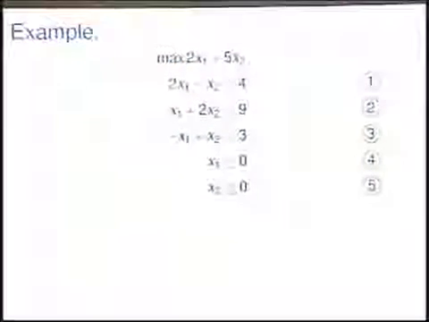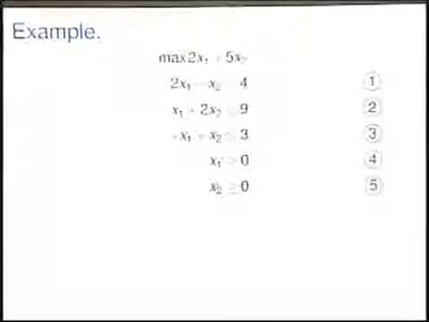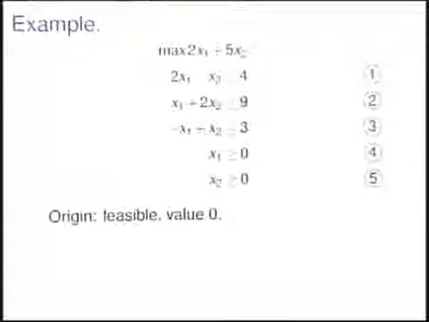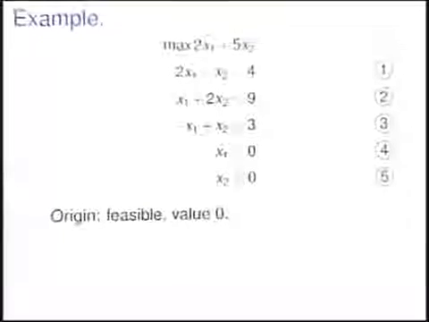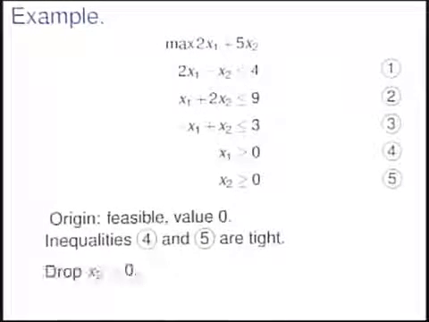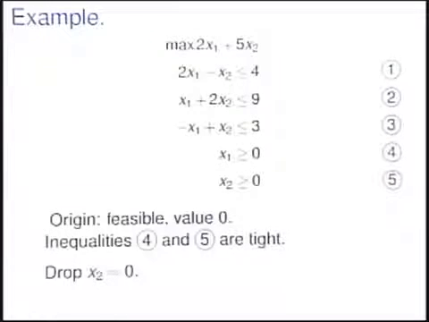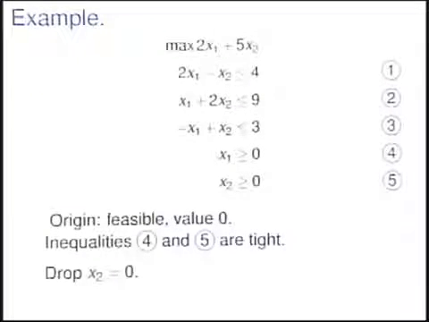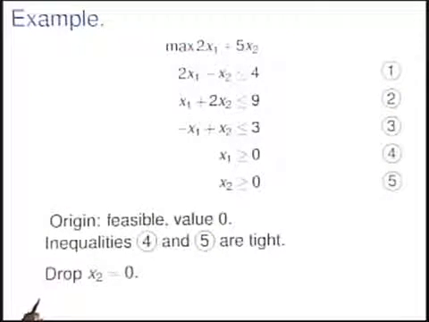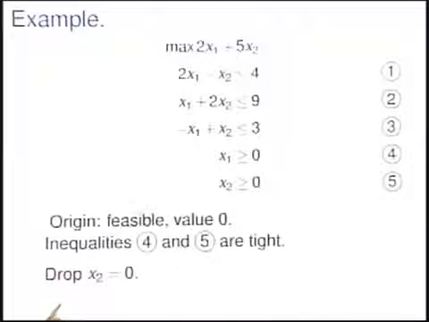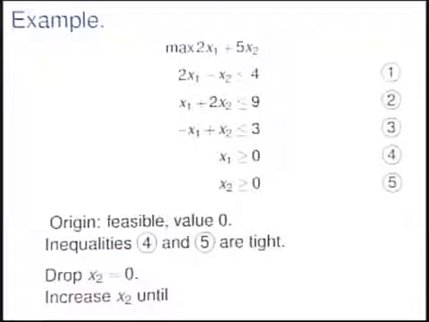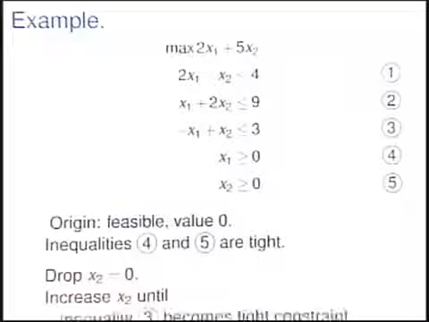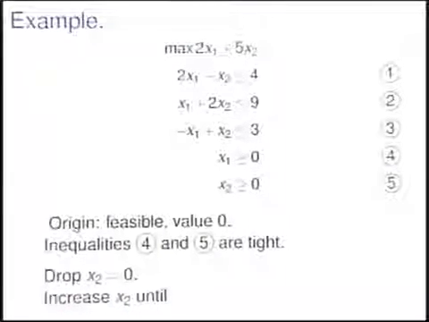So what we're going to do is we have this thing, the origin. Okay, so again, at the origin, these two, 4 and 5, are tight. Inequalities 4 and 5 are tight. You drop the constraint that x2 equals 0, right? Because x2 has a positive value in the objective function, right? So we're going to increase x2 until what constraint becomes tight? Which one becomes tight? Can you see?